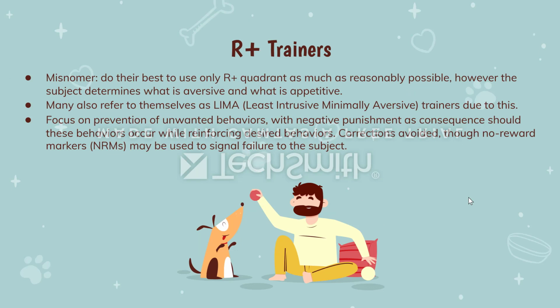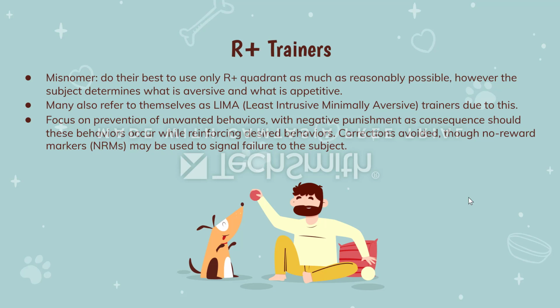So positive reinforcement trainers, this is actually a misnomer. Positive reinforcement trainers don't exclusively work in the positive reinforcement quadrant because that's just not possible, since the learner is who dictates what is and is not reinforcing. But they do their best to stay in the positive reinforcement quadrant as much as they reasonably can.